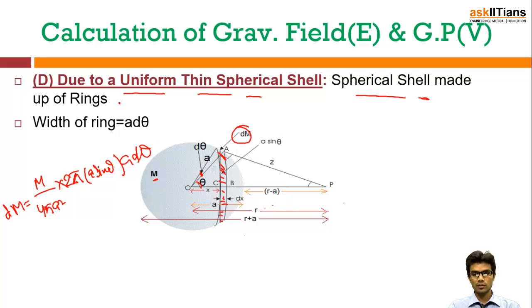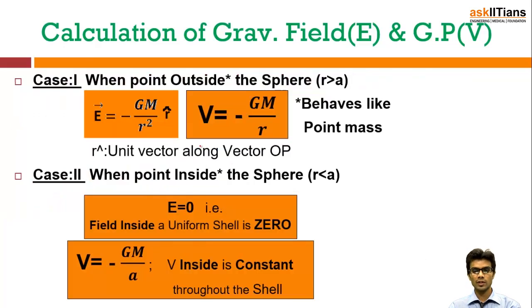So we can find the gravitational field at point P due to this ring. We already studied the formula for the ring. Now there are two cases possible: when the point is outside the sphere and when the point is inside the sphere.